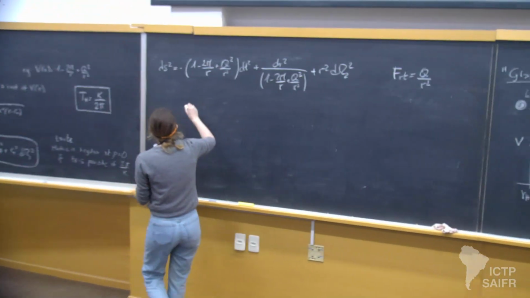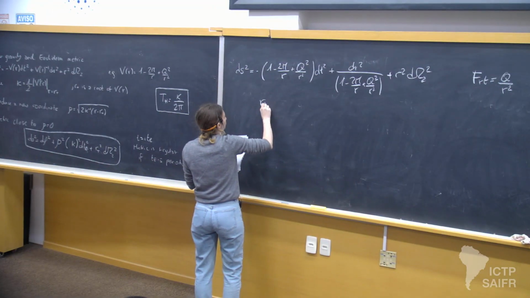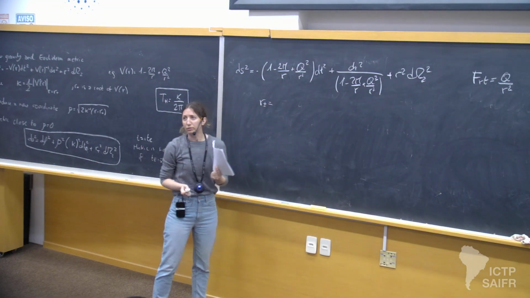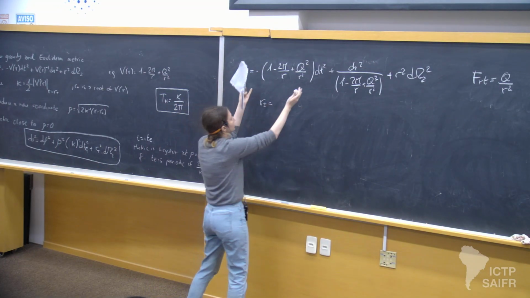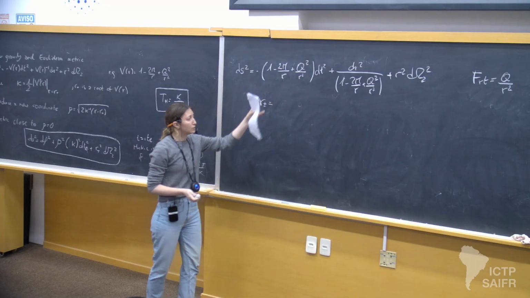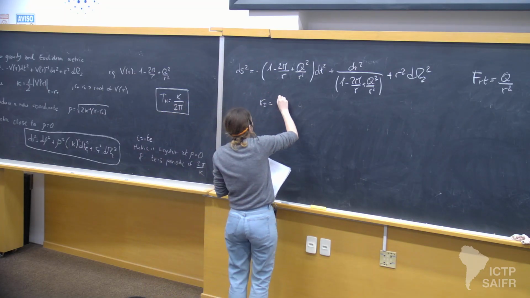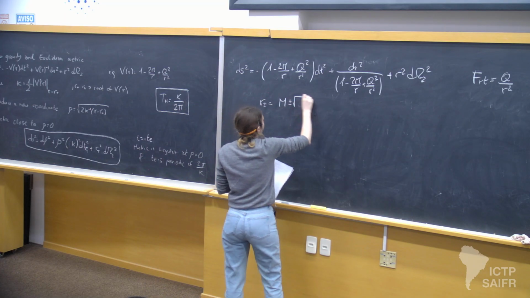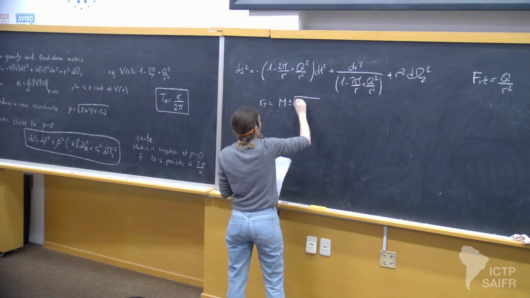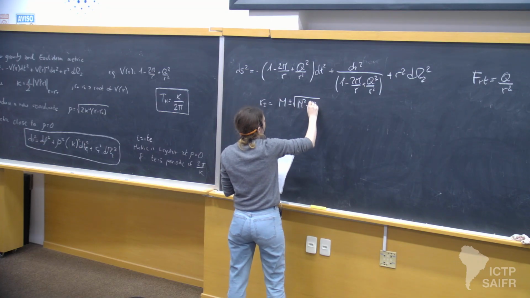At this point, you're familiar with what we need to do to find the horizons. The horizons are the roots of this warp factor here. You have to impose this equal to 0. You get two values of the horizon, the inner and the outer event horizon, m plus or minus the square root of m squared minus q squared.